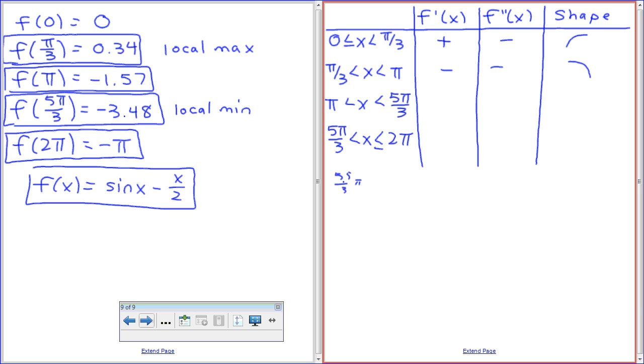Okay, who's the third person? Chris, you got it? It's negative and positive. And so that becomes like from the top and then to the right. Good. Okay, and last but not least is Victoria. Positive, positive.